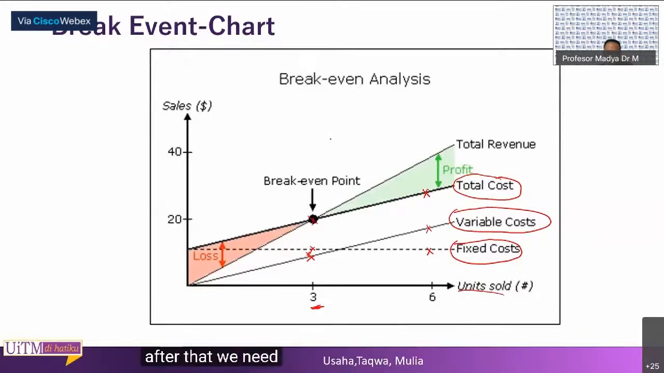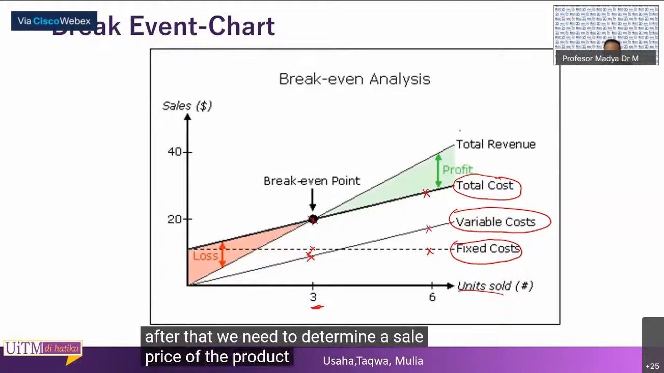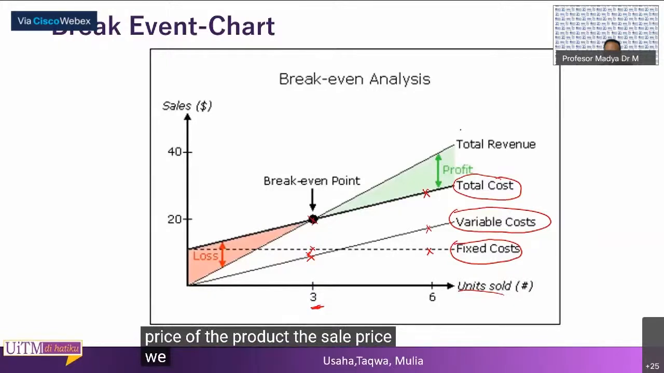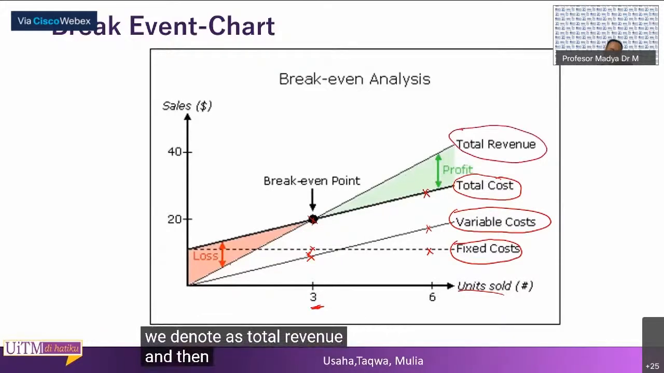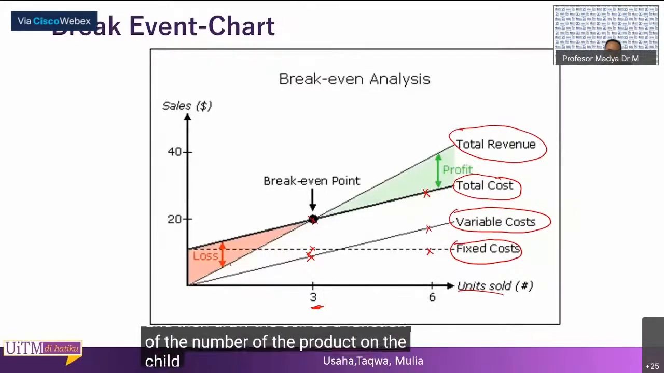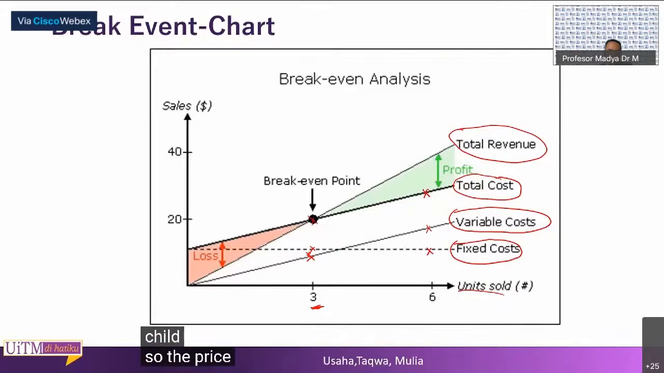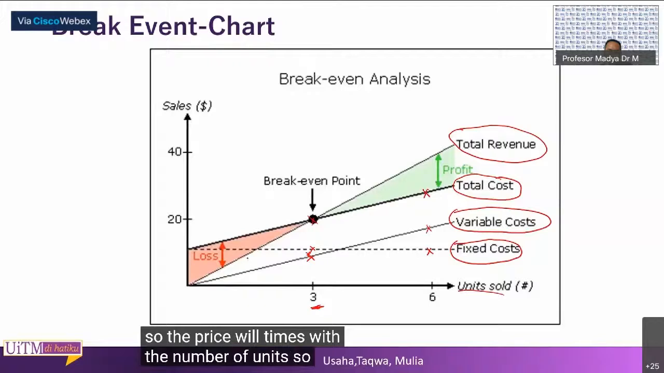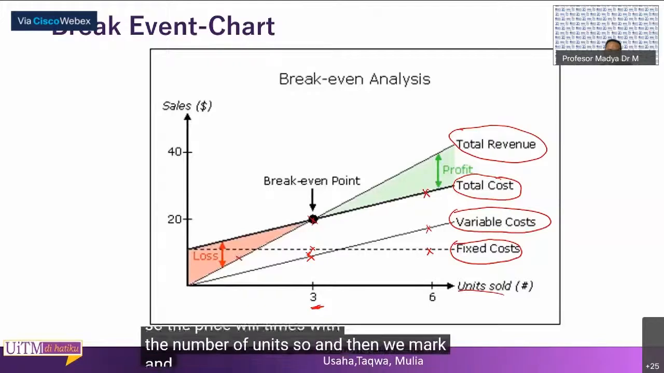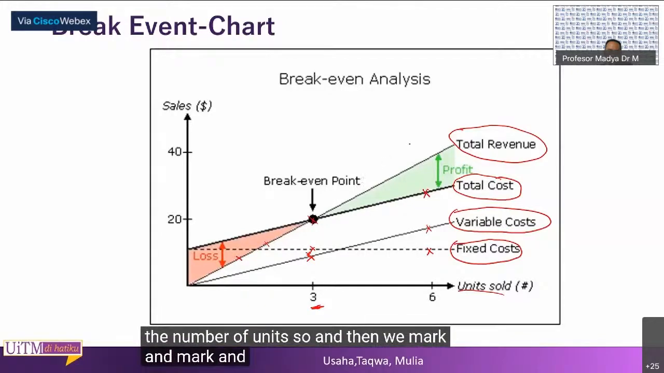After that, we need to determine a sale price of the product. The sale price we denote as total revenue, and then draw the sales as a function of the number of products on the chart. So the price will be multiplied by the number of units sold, and then we mark it and we get the total revenue.